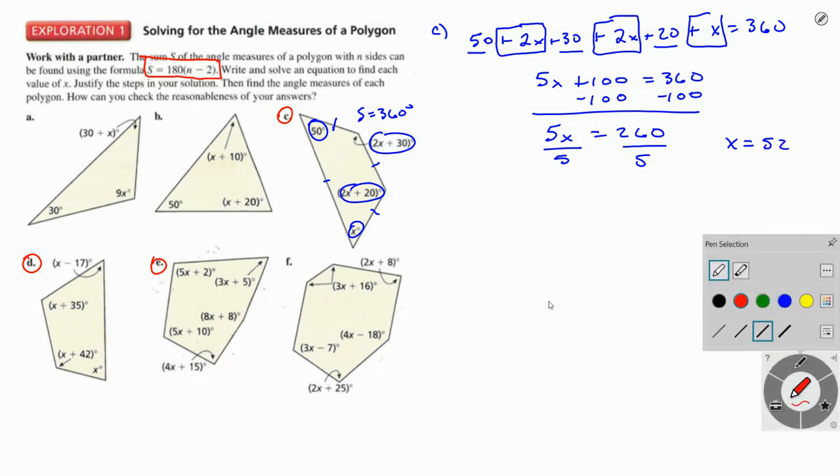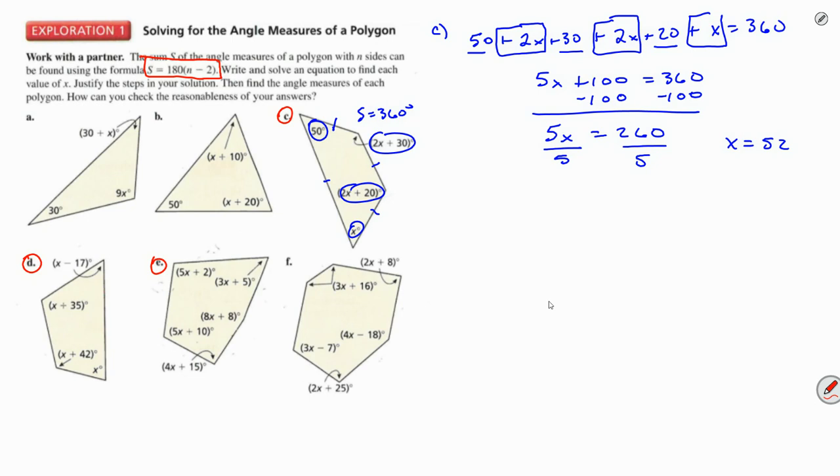Okay, now let's try a different one. Let's try D. 1, 2, 3, 4. Okay, so I know it's 360 again. It's a quadrilateral, 360. So I'm just going to go through and go this plus this plus this plus this equals 360. x minus 17 plus x plus 35 plus x plus 42 plus x equals 360.